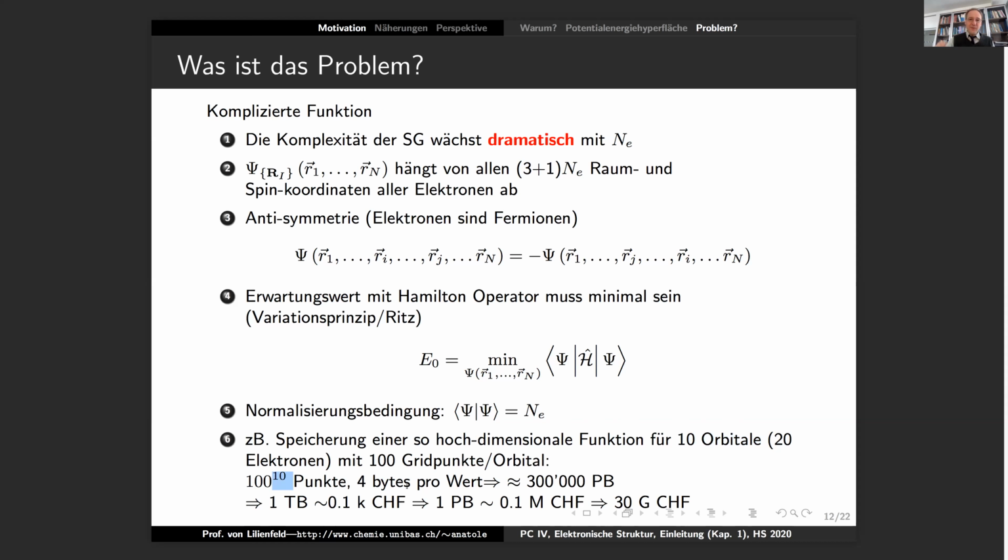If you assume that every value of the orbital you store consumes something like 4 bytes, you're talking 300,000 petabytes. Now, 1 terabyte is roughly 100 Swiss francs if you go in the shop and buy one. 1 petabyte is 100,000 Swiss francs. And so this whole thing is 30 giga Swiss francs. So billions. So you have to be a billionaire to store a coarse version of the wave function of something like the water dimer. Okay, so let that sink in.